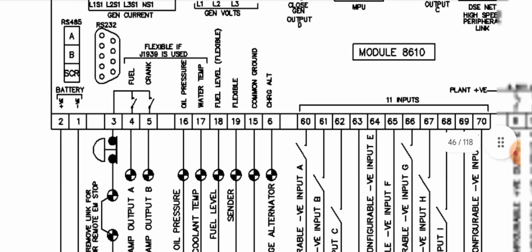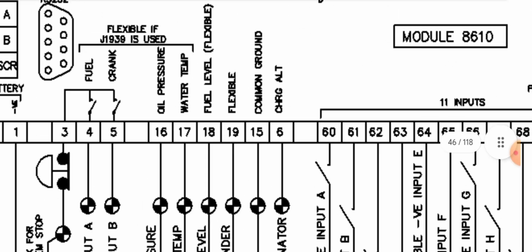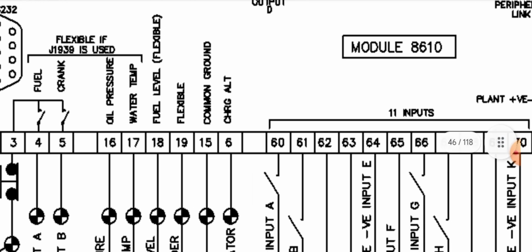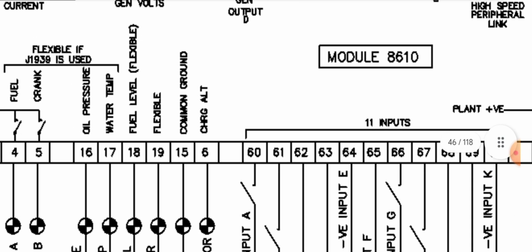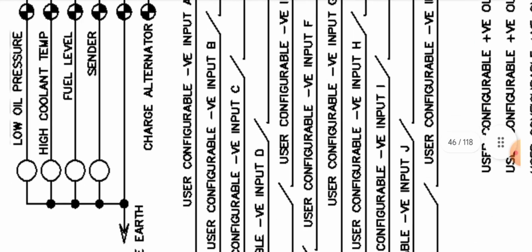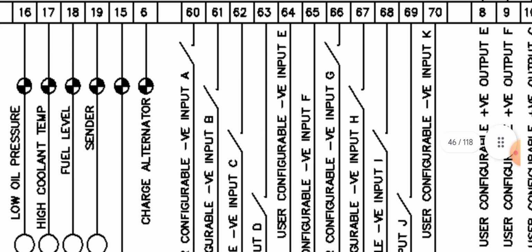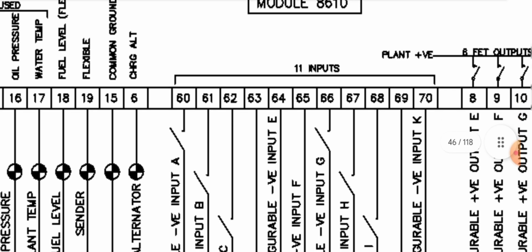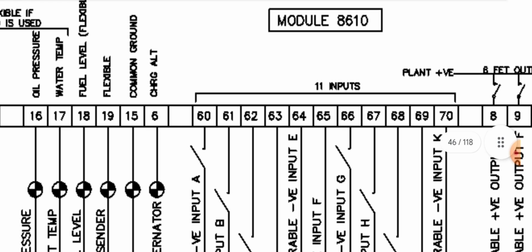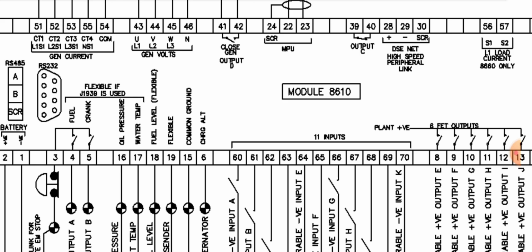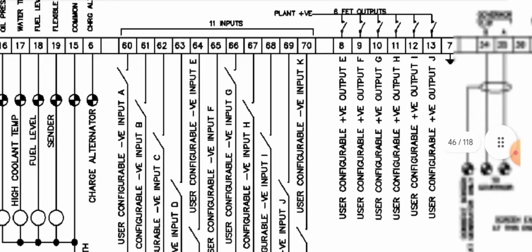After that, as you can see here are some sensor inputs: oil pressure, water temperature, fuel level, and also the flexible common ground and charging alternator. This is the charging alternator supply. You can input your charging alternator warning or D+ here, at pin 6.